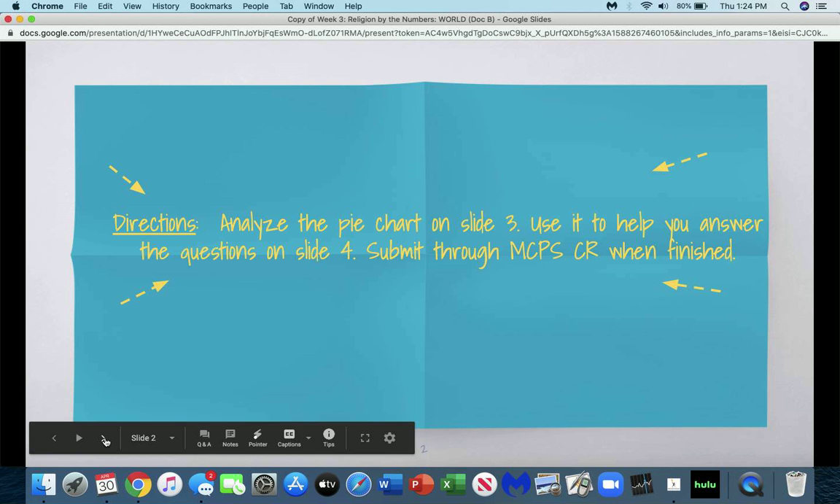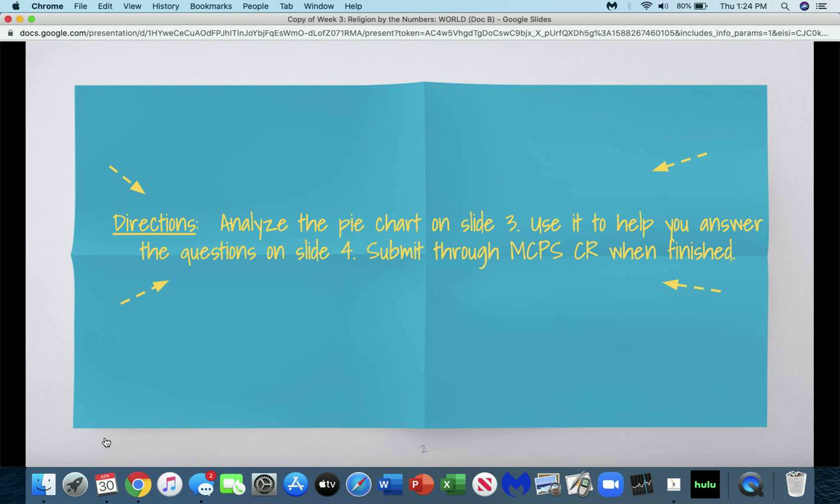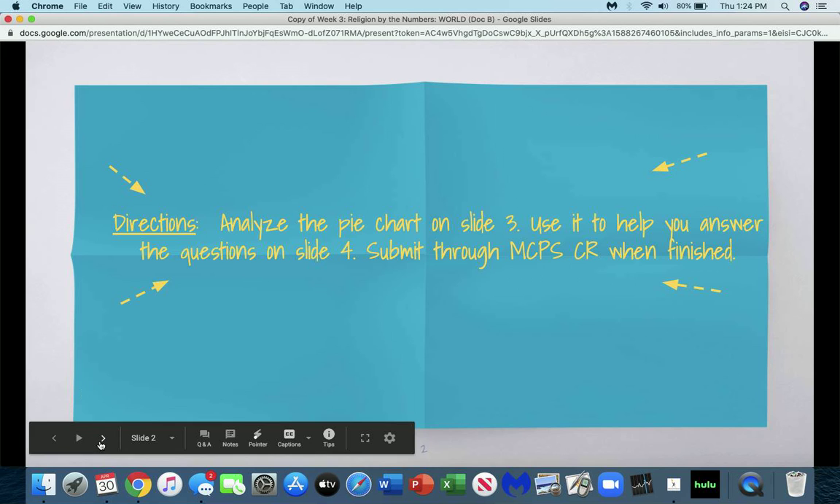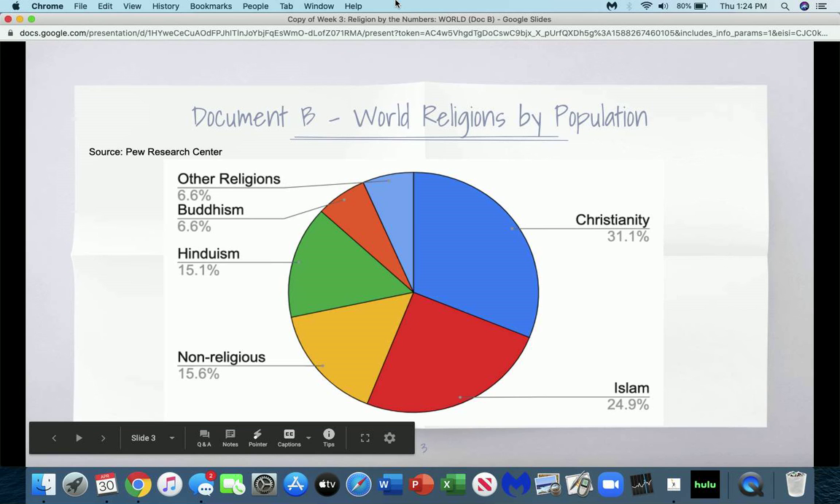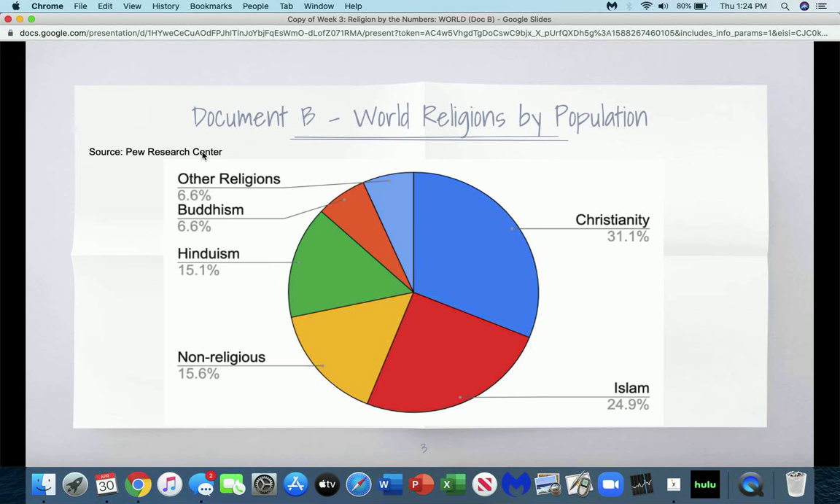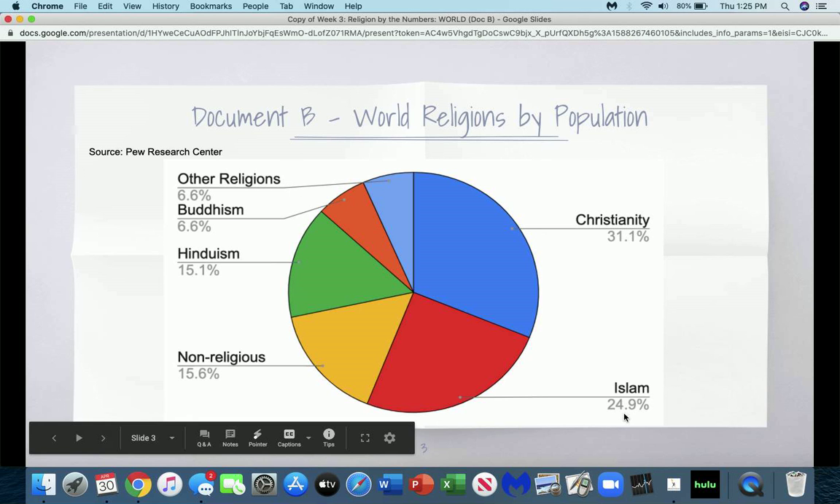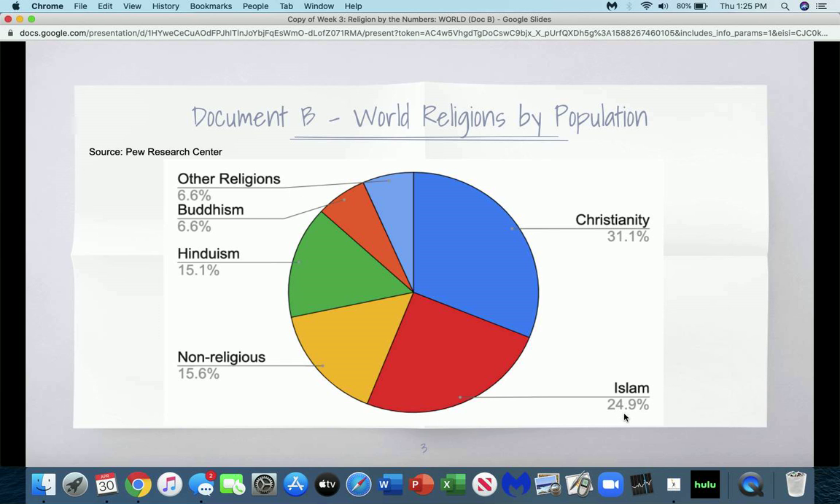Directions: analyze the pie chart on slide 3. Use it to help you answer the questions on slide 4. Submit through MCPS Classroom when finished. All right, so these percentages we see here from the Pew Research Center are the percentage of the world's population that follow certain religions. Looking at the chart, you can see that 31.1% of all human beings on Earth follow Christianity. You can see that 24.9% of all people on Earth follow Islam.